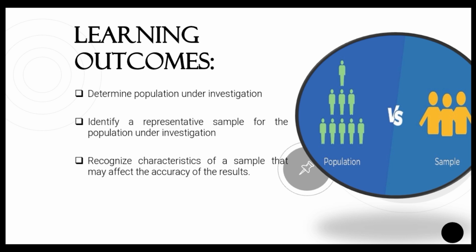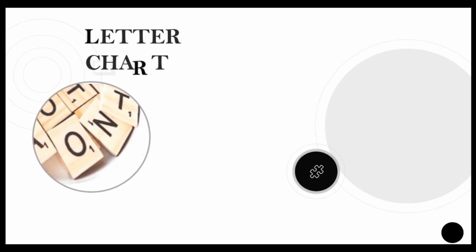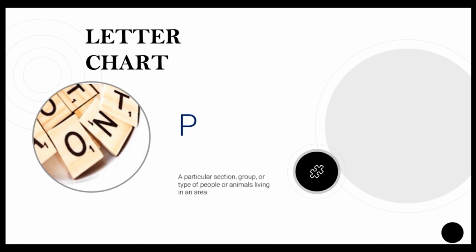But before that, I prepared something for you, and that is a letter chart, wherein you will guess the word with the first letter and the hint that I provided. And you have 10 seconds to answer every item. So let's start. The first letter is P. A particular section, group, or type of people or animals living in an area.